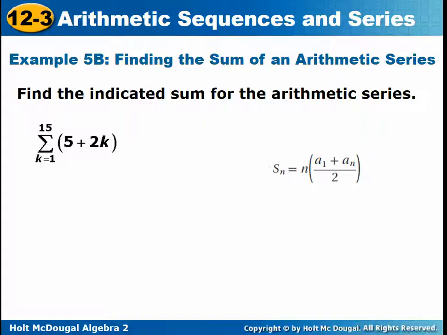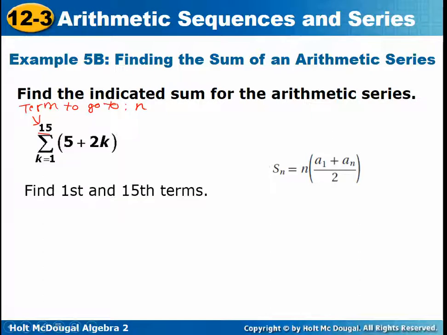In this one, this is sigma notation. We want to go to the 15th. The top number tells you the term to find the sum. That's going to be n. And your first term, you'll have to find it by plugging a 1 in here and simplifying. So let's find the first term. 5 plus 2 times 1, that's just 5 plus 2 is 7.